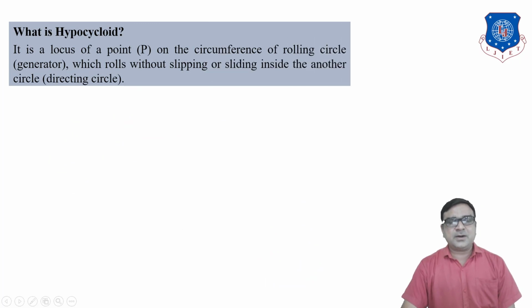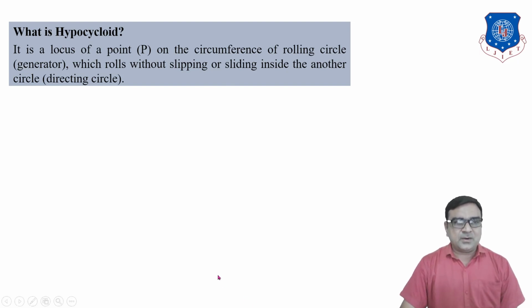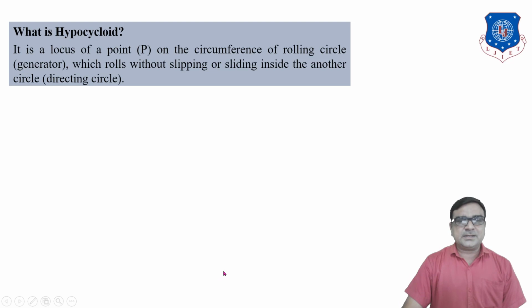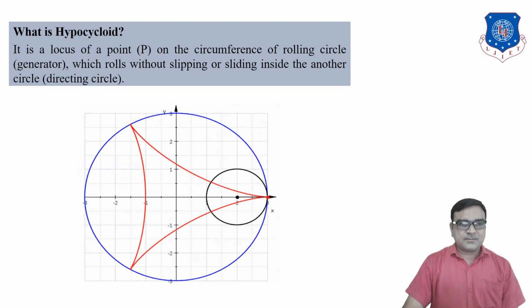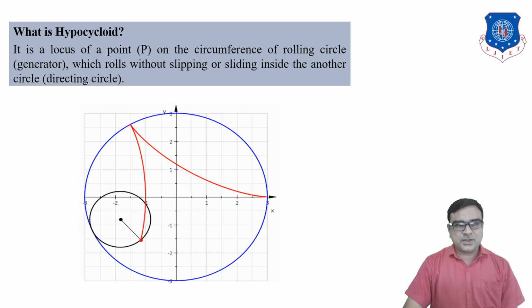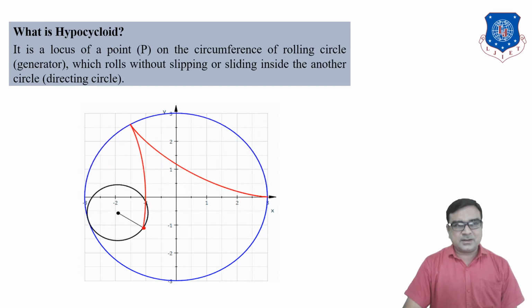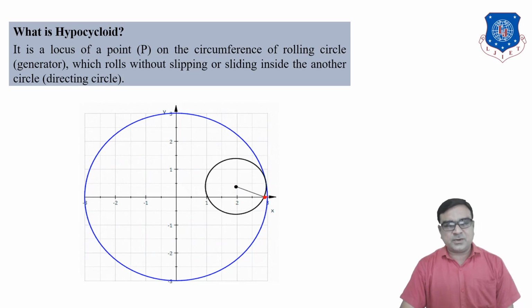Now what is hypocycloid curve? It is the locus of point P which is on the circumference of the rolling circle, which is also known as generator, which rolls without slipping or sliding inside another circle called directing circle. You can see the rotation of the rolling circle inside the directing circle and the generation of hypocycloid curve, which is a locus of the point on the circumference of the rolling circle.